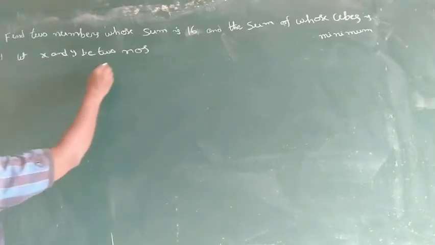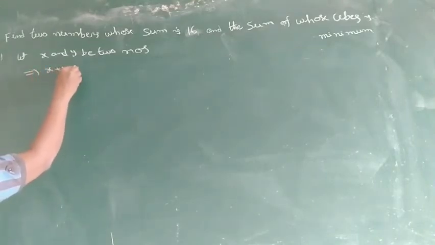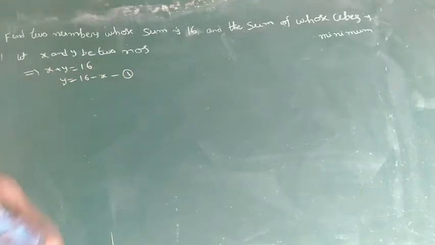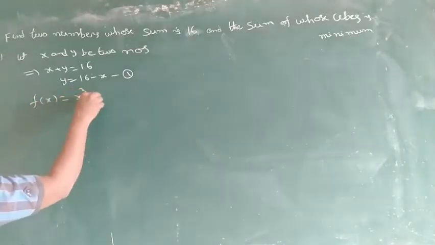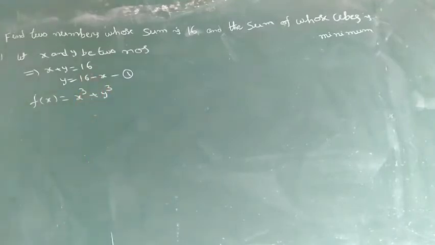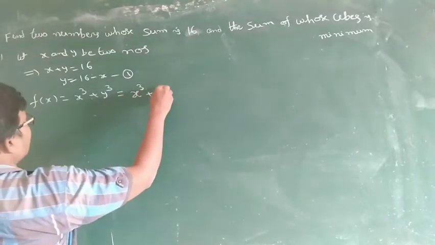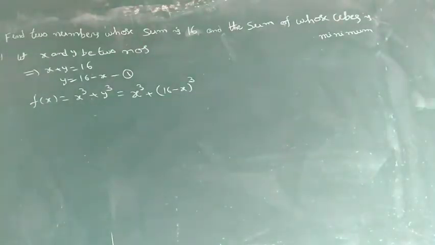So let x, y be two numbers. Sum: x plus y is equal to 16, y is equal to 16 minus x. Next, what is f of x? Sum of cubes. Cubes, not squares: x cube plus y cube, that is x cube plus (16 minus x) whole cube.